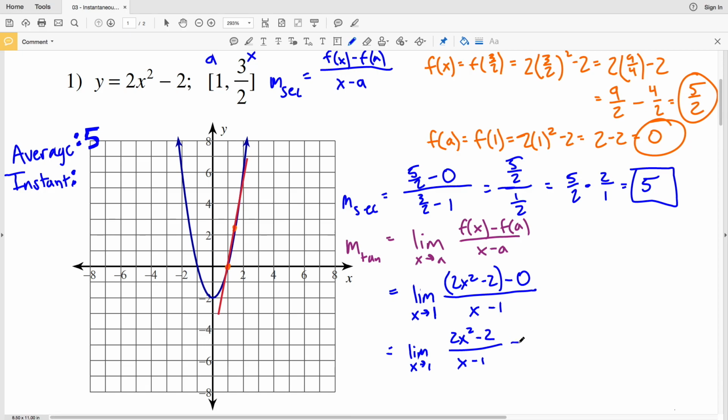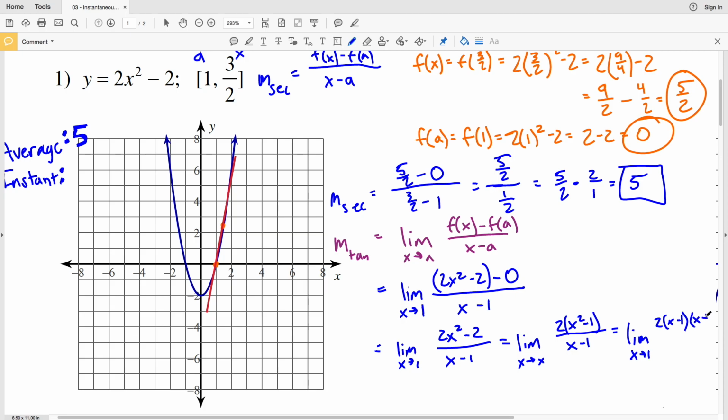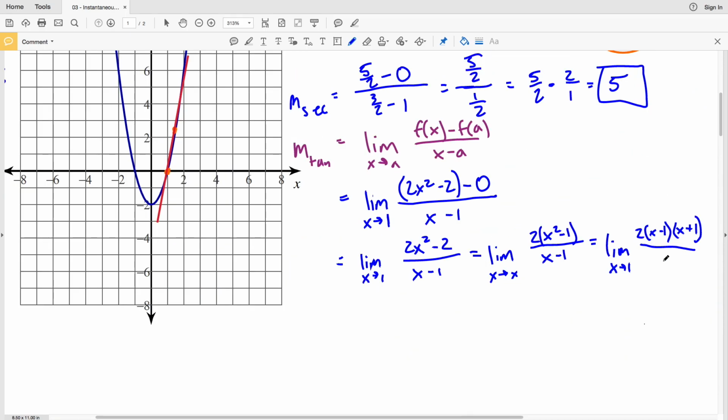Factoring the numerator, 2x squared minus 2, I'll pull out a 2 and have x squared minus 1, and that's all over x minus 1. So now, factoring, what multiplies to give me negative 1 and adds to give me a positive 1? Well, this is going to be the limit as x approaches 1 of 2 times x minus 1 times x plus 1. And that's all over x minus 1.